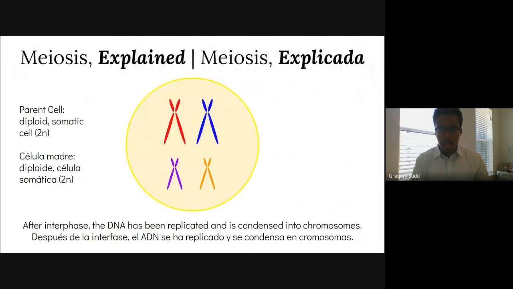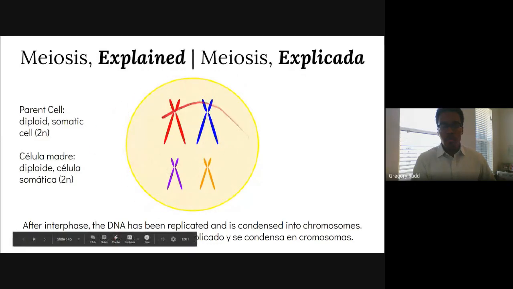So here's looking a little bit more into meiosis and exactly how we get into these 4, how we result in 4 genetically unique daughter cells. In any case, we're starting off with a parent cell that is a diploid, and it's a somatic cell. So it's 2N. That's what diploid means. It's got the full 2 sets of chromosomes. So the DNA has now been replicated and it's condensed into chromosomes.